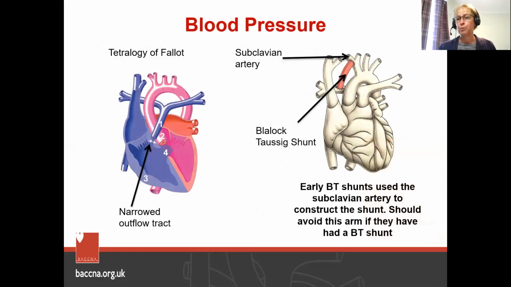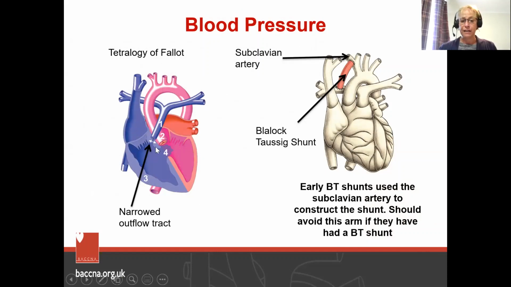So if we have a look at blood pressure in the context of congenital heart disease in a bit more detail, it's very important in patients with congenital heart disease that you're careful to do the blood pressure in the correct arm. So doing it in the wrong arm may result in an inaccurate result. The picture circled over here is a picture of a condition called tetralogy of Fallot.